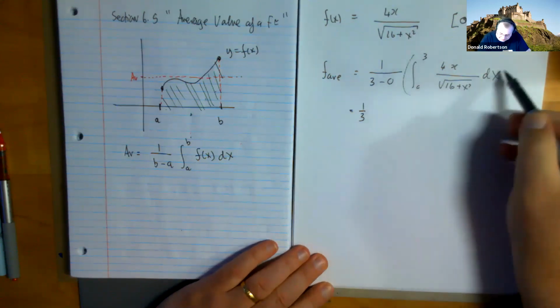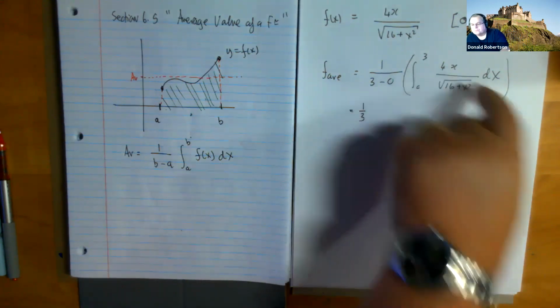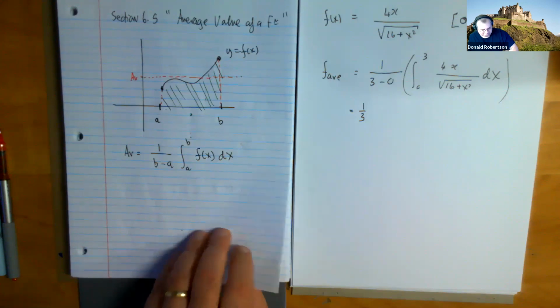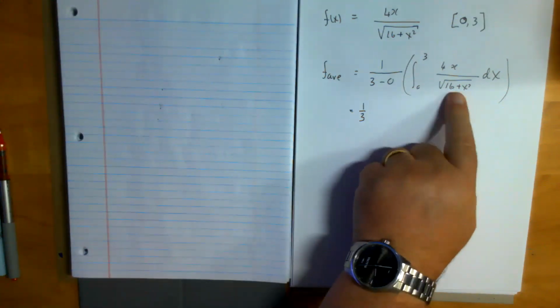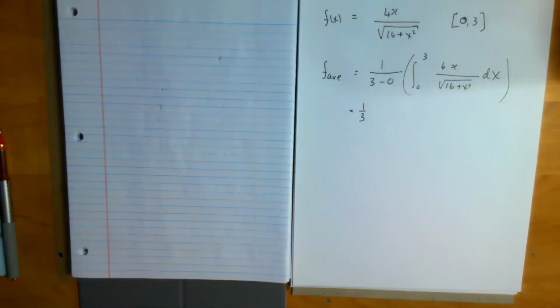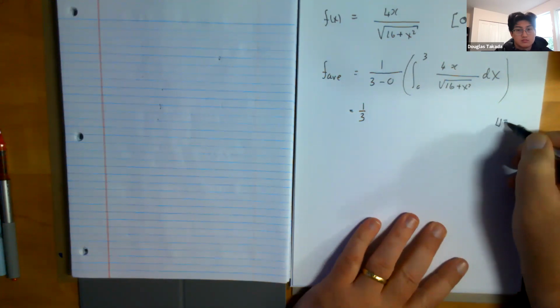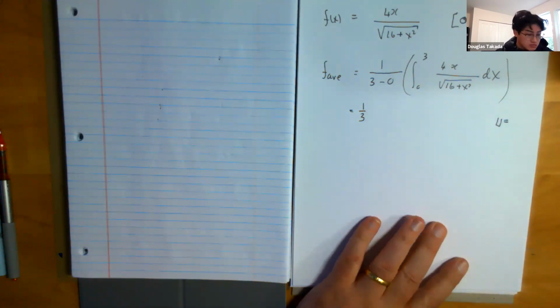Okay, we got a problem. That's the problem. Look at that integration. I need a technique. How am I going to find this fella? U sub. Agreed. Who's the U sub?